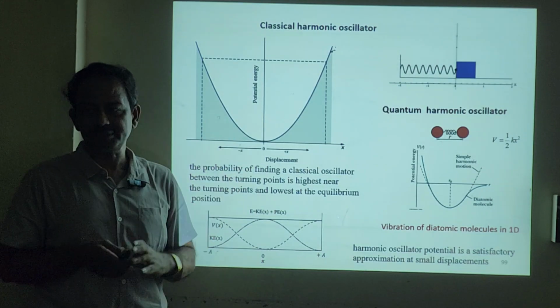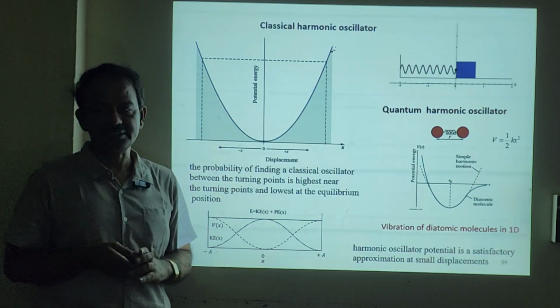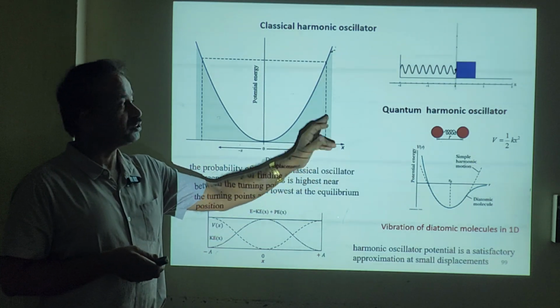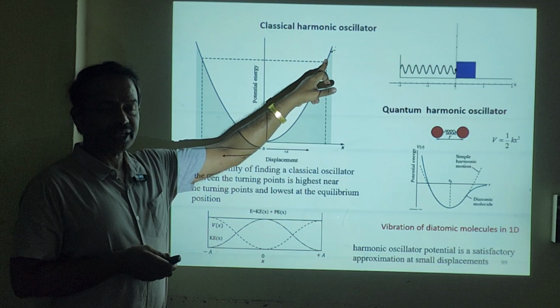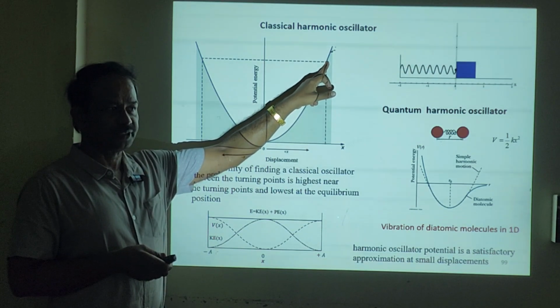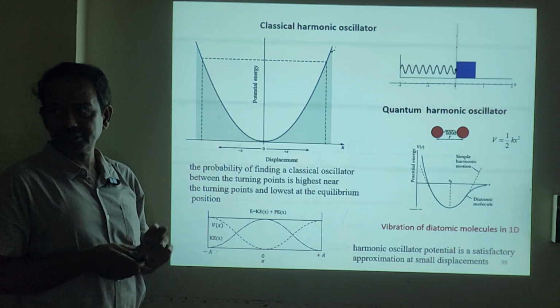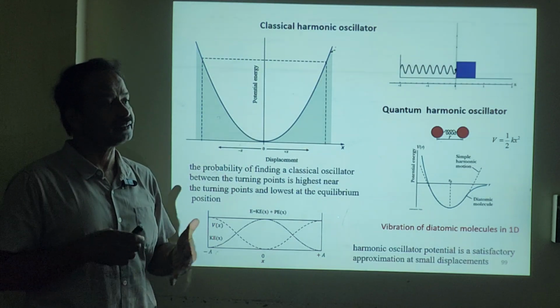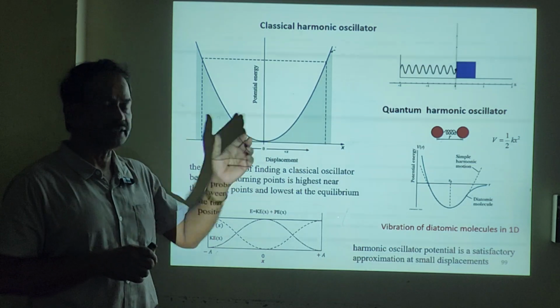So this is what the graph says. So this is the potential energy graph. Of course, when x goes to the maximum position and where the kinetic energy is 0, the potential energy is maximum here. Here also potential energy is maximum. And these 2 points are called turning points in classical physics. So they are all called turning points.